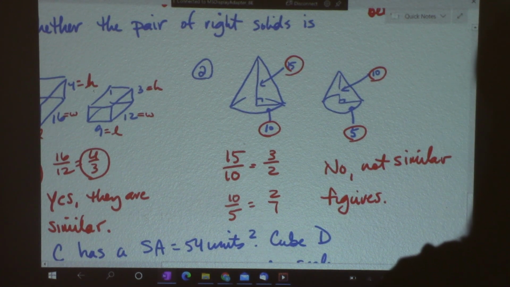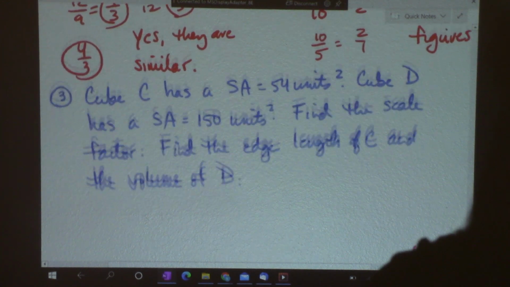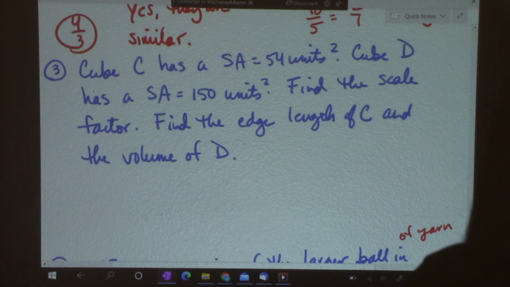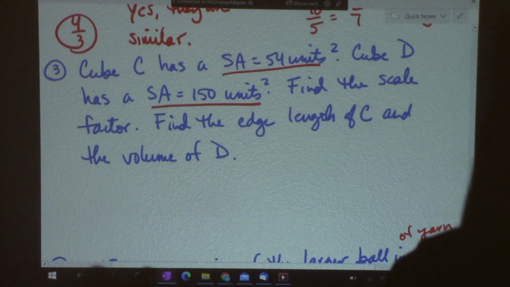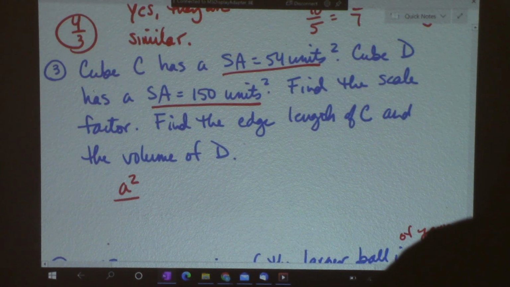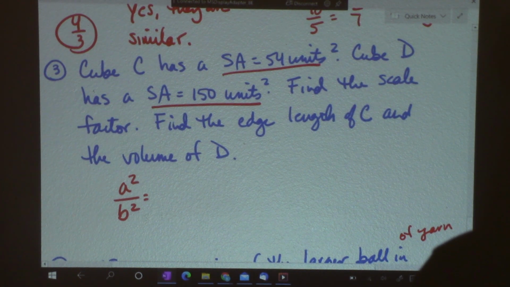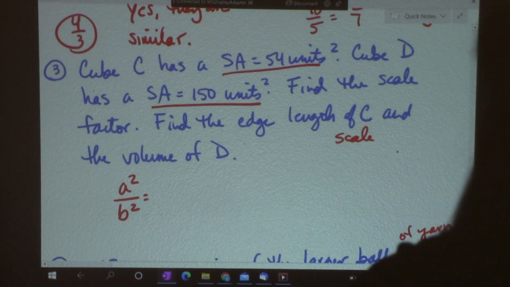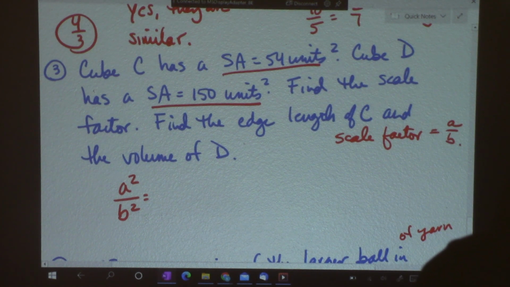Okay, so that's 1 and 2. Let's go ahead and do number 3. Cube C has a surface area of 54, and D has a surface area of 150. Find the scale factor. If we're working with surface area, we know that we have A squared over B squared. Surface area is the squared function, and I want to find the scale factor, which is A over B. I'm told this is 54 over 150.